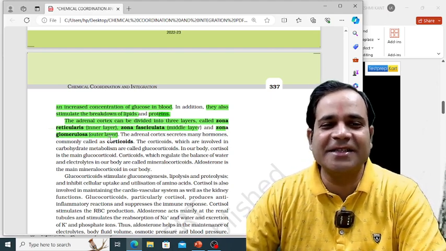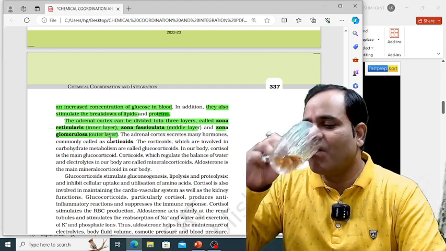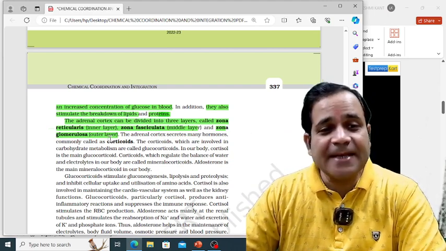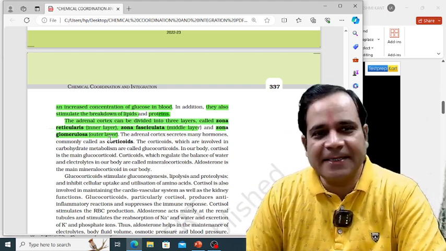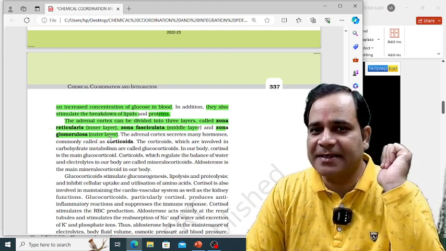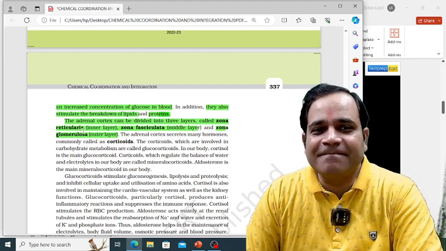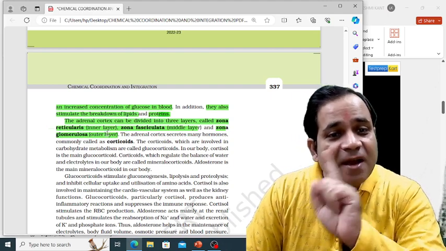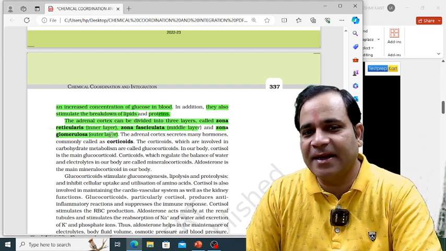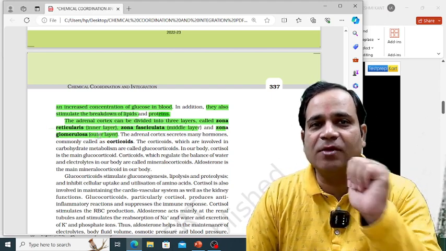Let's see again first. I'm saying that the adrenal cortex can be divided into how many layers? Three layers. That is zona reticularis, the inner layer; zona fasciculata, the middle layer; and zona glomerulosa, the outer layer.